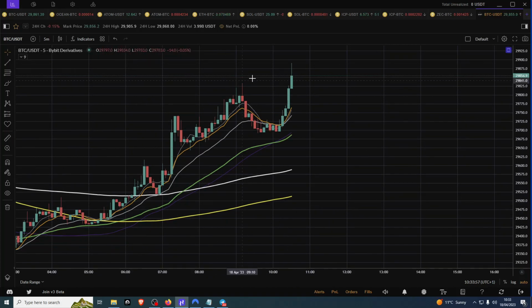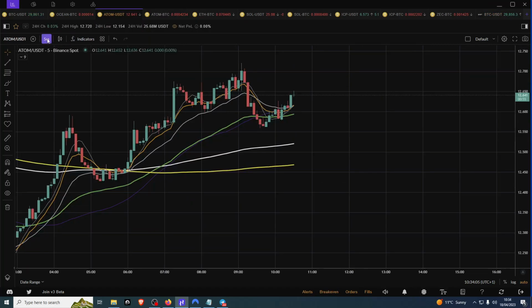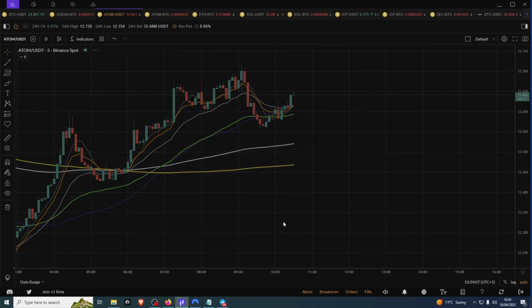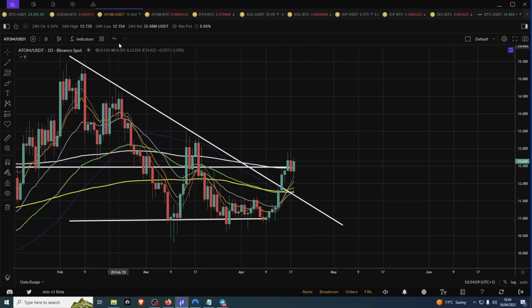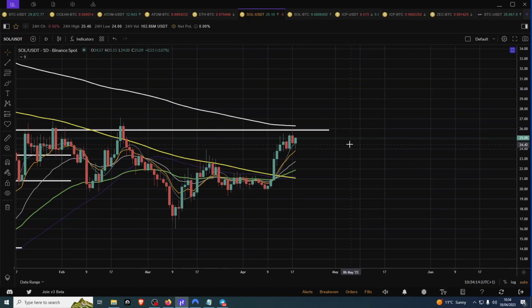So if we go to a chart that is probably struggling at the moment, there's always a few, we'll have a look at something like Atom, for instance, on the daily. Atom on the daily is very different to Bitcoin. We've got a 200 exponential sitting above us. That's going to be a resistance until broken.